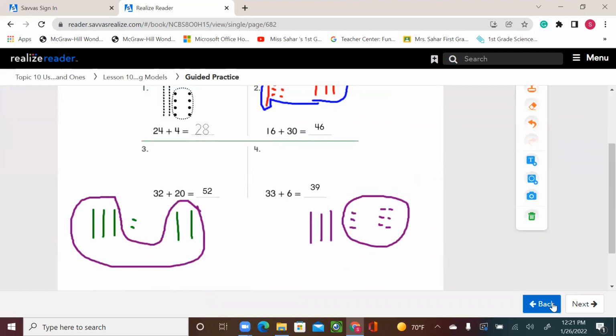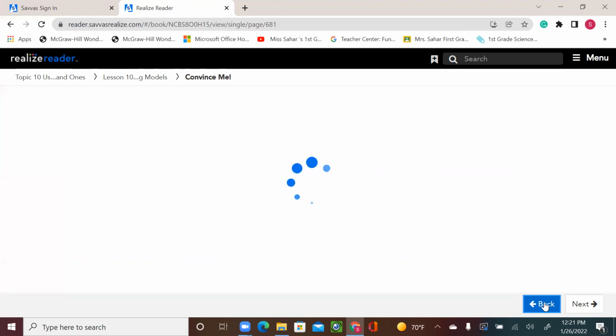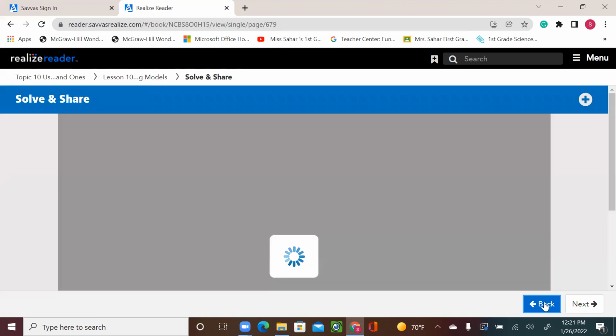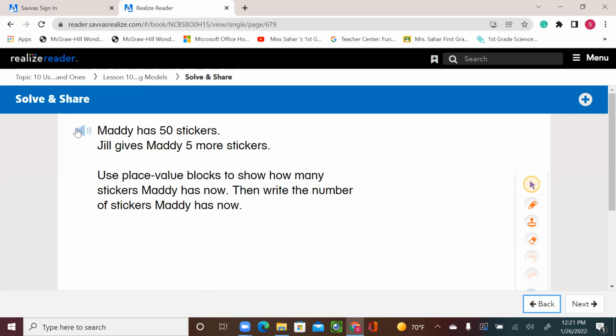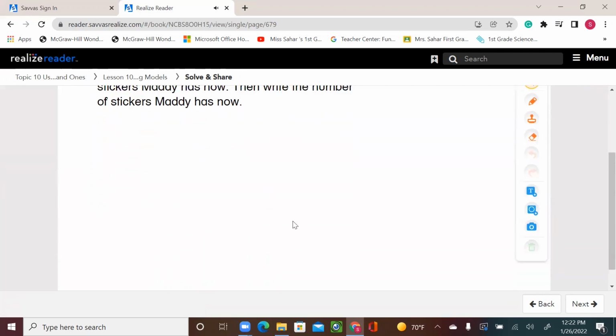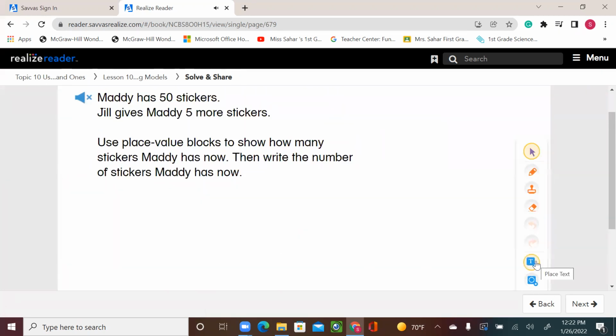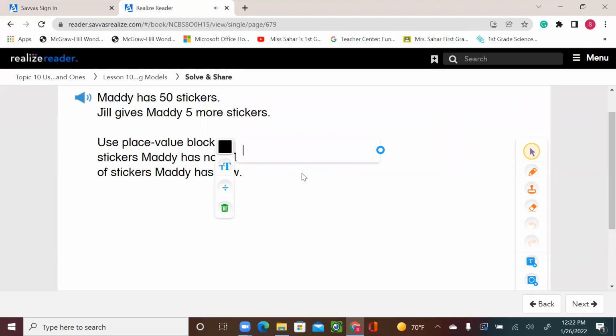All right, easy. Let's go back to the exercise at the beginning of the lesson. Page 417. Maddie has 50 stickers. Jill gives Maddie 5 more stickers. Use place value blocks to show how many stickers Maddie has now. Then write the number of stickers Maddie has now. So my equation is 50. That's what Maddie has. And Jill gives her 5 more, just 5 ones. She didn't give her 5 tens, 5 ones. So 50 plus 5.